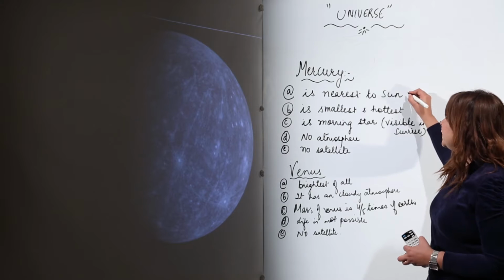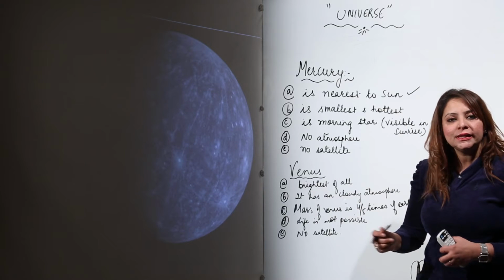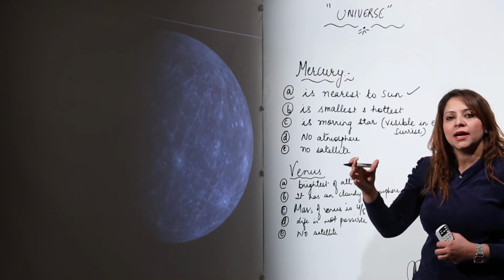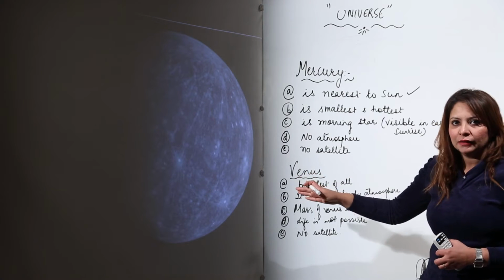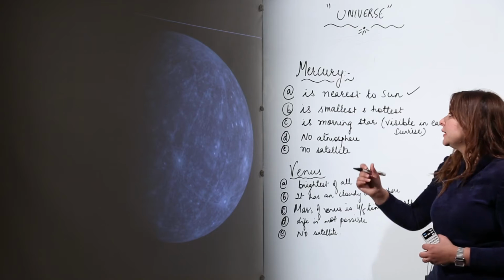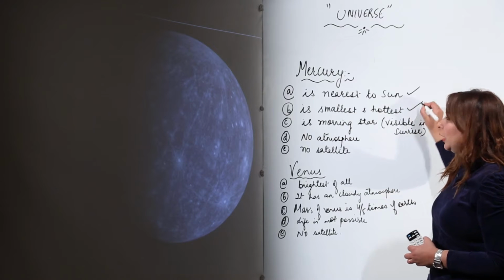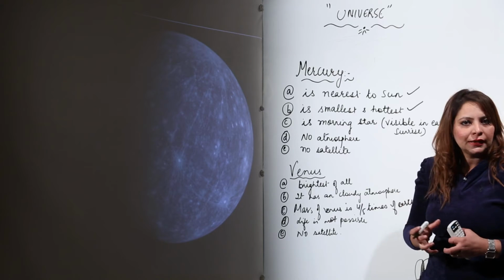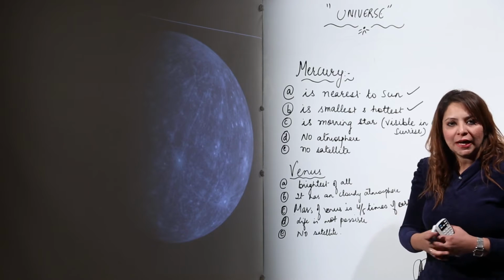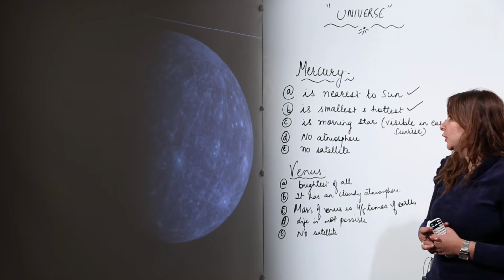Mercury is nearest to the sun. As you have already seen in the solar system, around the sun the first planet was Mercury. So it is nearest to the sun. As it is nearest to the sun, we can say that it is the smallest and it is the hottest because it is the one receiving the direct sunlight. So it is the hottest planet as well as the smallest planet out of all.